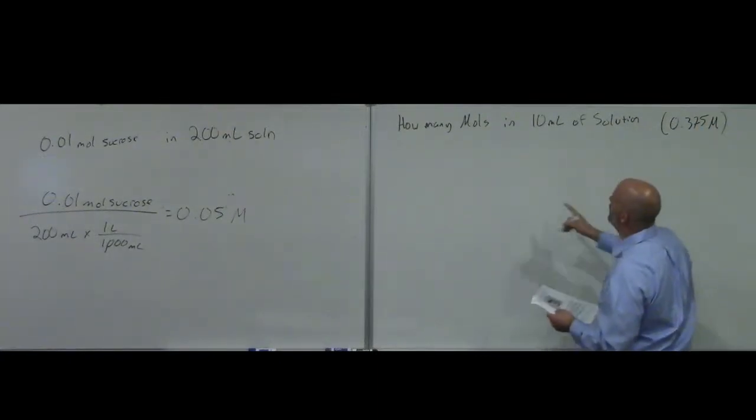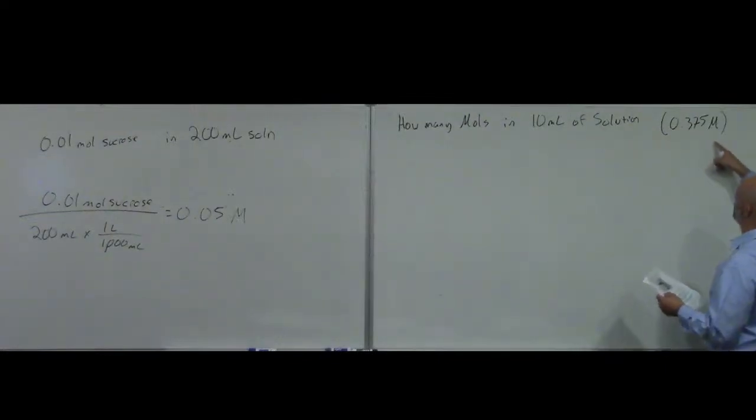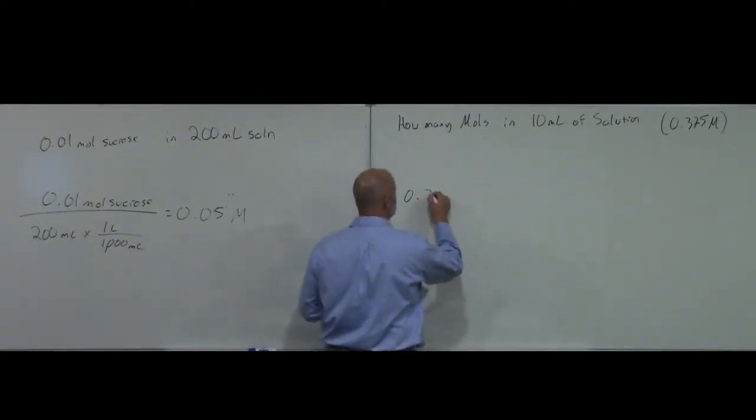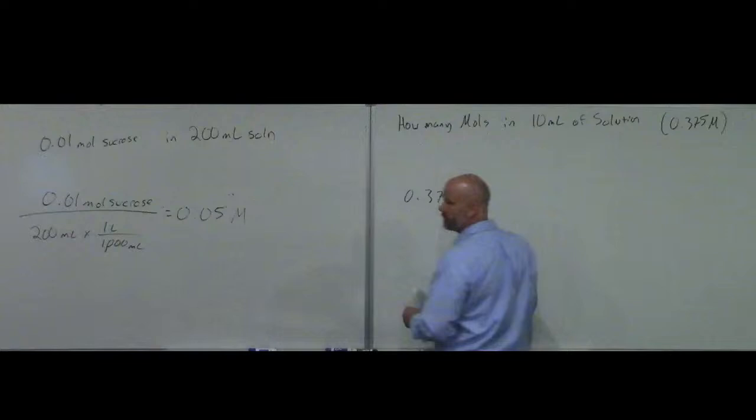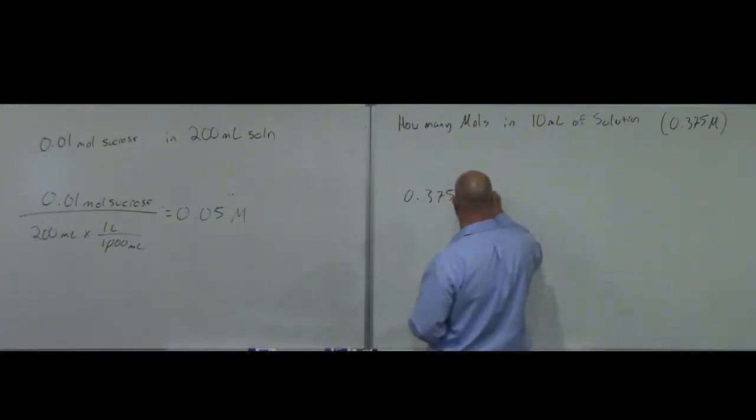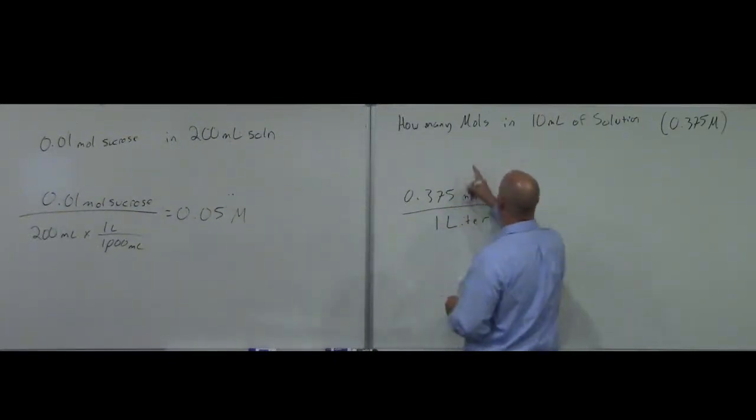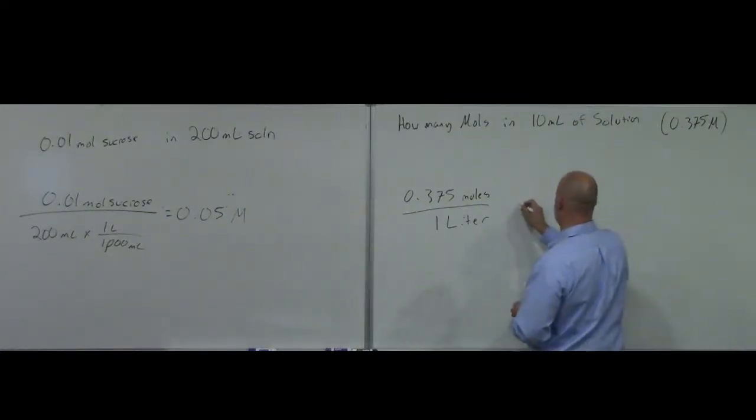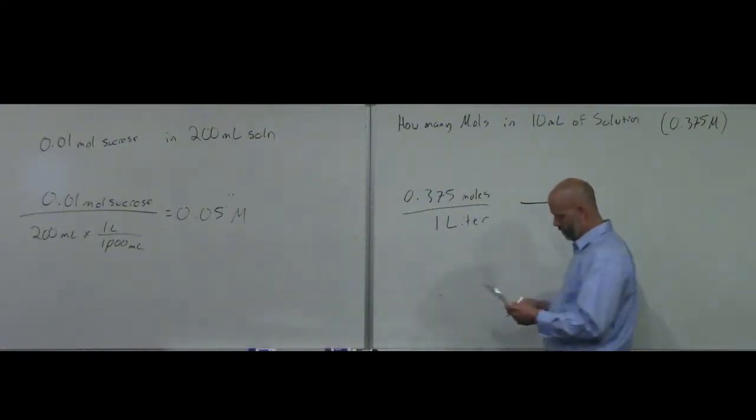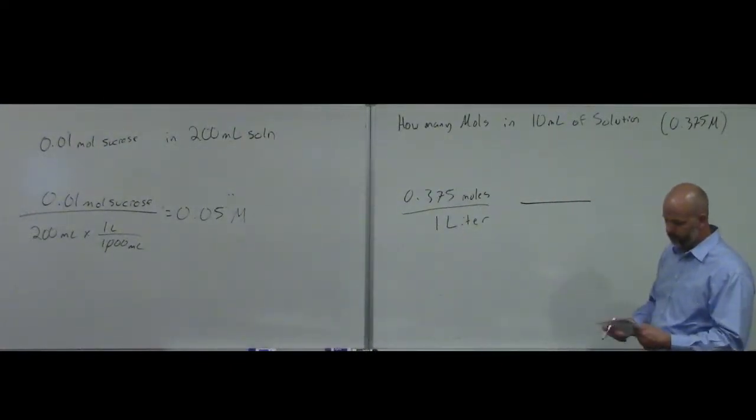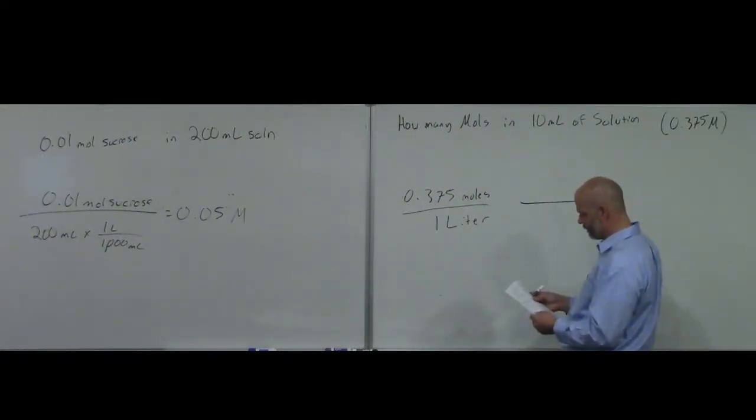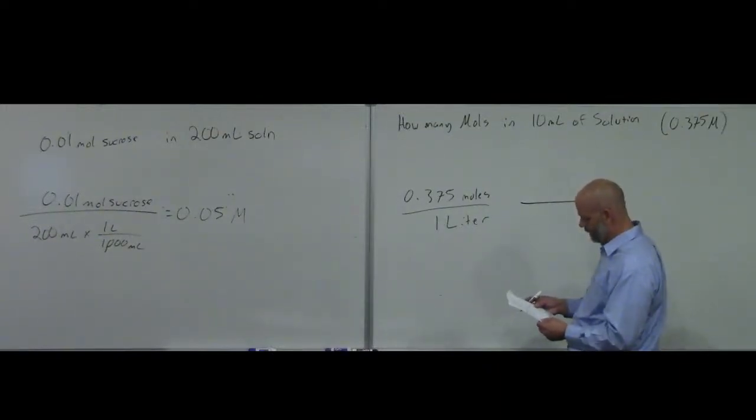Okay. So how many moles are in 10 milliliters of a solution with this molarity? Let's look at this molarity. So I've got 0.375, what is this? Moles per liter, right? I want to know how many moles are in just 10 milliliters of that solution, right? They write it out all funky.